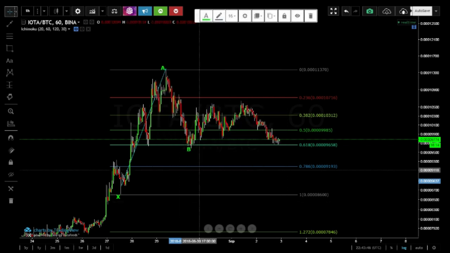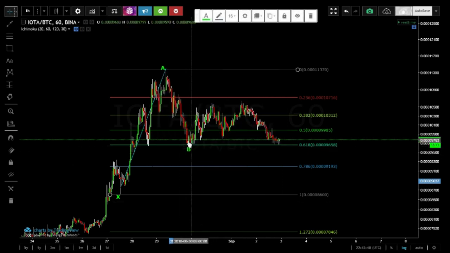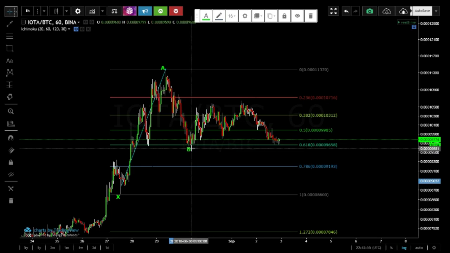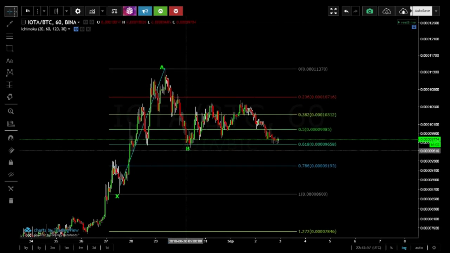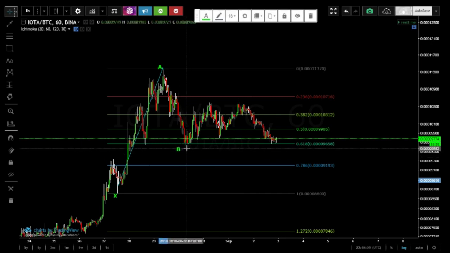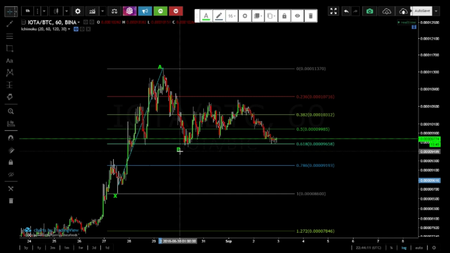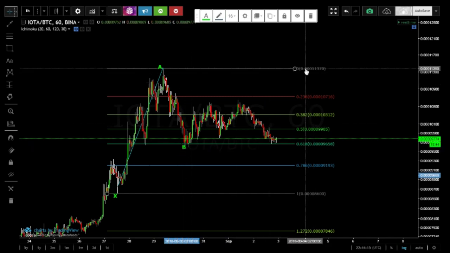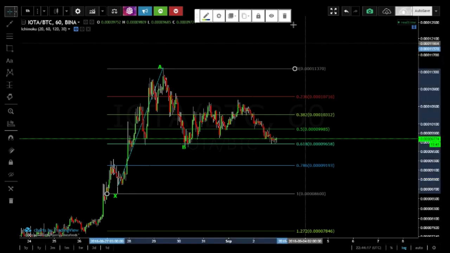Like I said, for the B leg, the body of the candle must not come or close below the 0.618, just what you're seeing here. You can see the wick crossed the 0.618, but the body of the candle did not cross, so this B leg is valid. Now we need to look for the C leg.